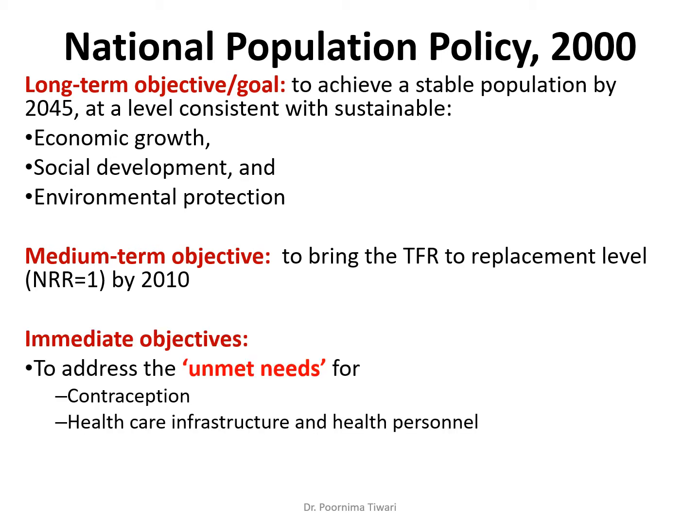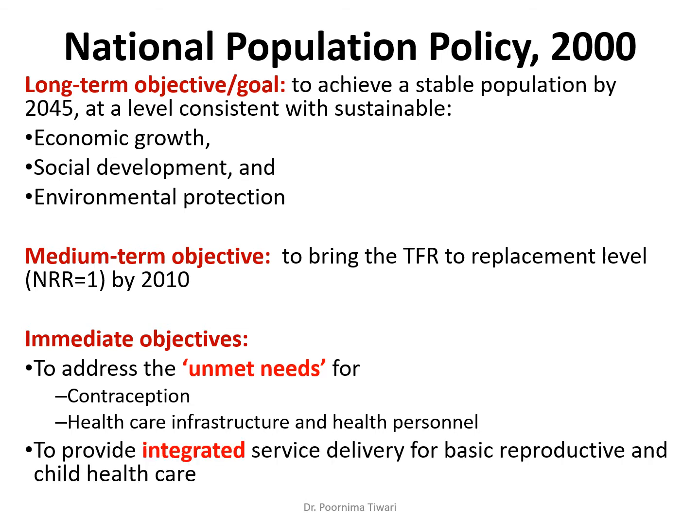Immediate objectives were to address the unmet need for contraception and the unmet need for healthcare infrastructure and healthcare personnel. And another immediate objective was to provide integrated service delivery for basic reproductive and child healthcare. That means that at a single place, a woman or a family can come for child health care, maternal health care, as well as family planning measures.